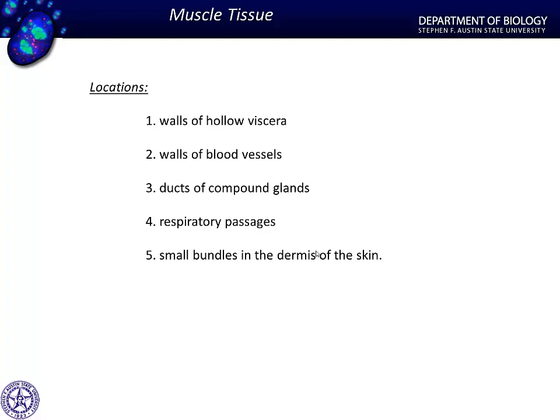So where do we have smooth muscle? Well, certainly the walls of our hollow viscera, which include our digestive tract. Certainly we have these in our respiratory tract, and in the walls of blood vessels. The larger the ducts of our glands are going to be, the more we're going to need smooth muscle around to create somewhat of a peristaltic action to help express those products. And then lastly, when we look in the dermis of the skin, we have small bundles of muscle. These are the erector pili muscles that cause your hair to stand on end. Those are going to be smooth muscle.